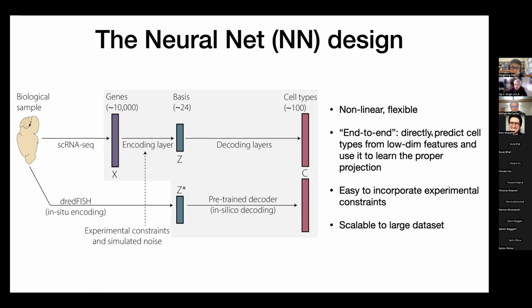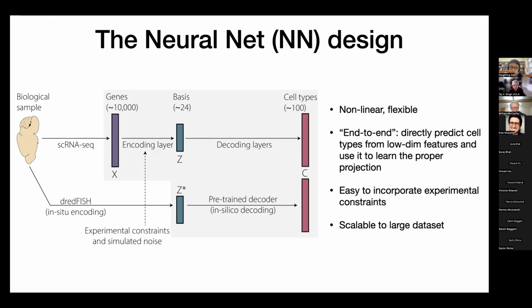And it's also end to end, meaning that we could first train a neural network that takes as input the high dimensional transcriptomic signature of each individual cell and passes it through a bottleneck of low dimensional embeddings, and then use those low dimensional embeddings to directly train a decoding network that predicts the cell type of that cell. So you can propagate the error of cell type projection back to the embedding and back to the encoding, so that we can achieve a more efficient design than we previously could.